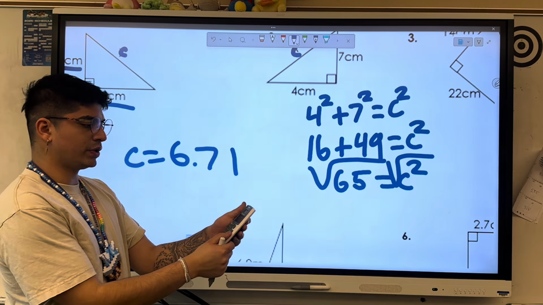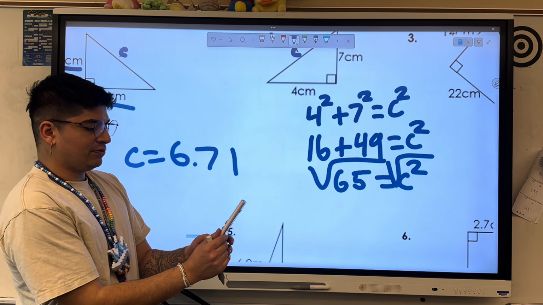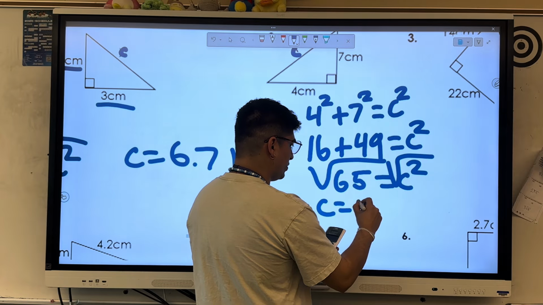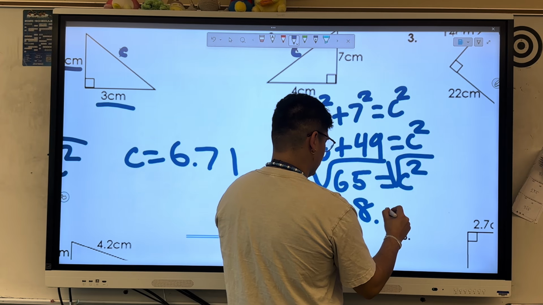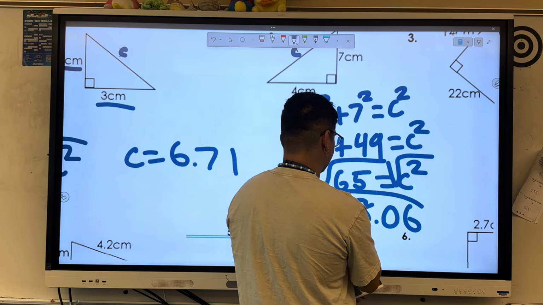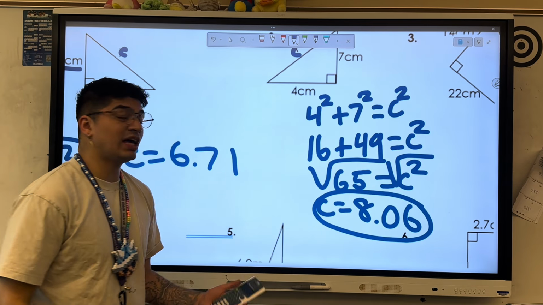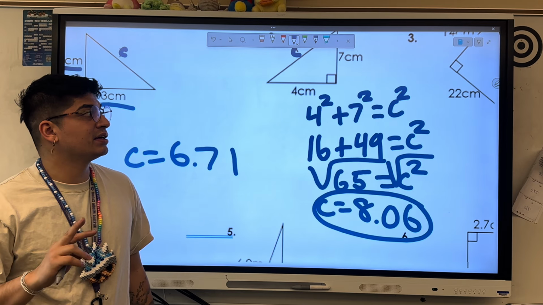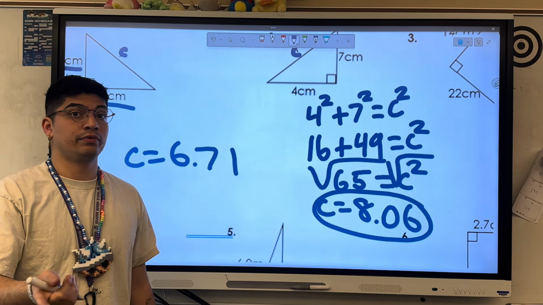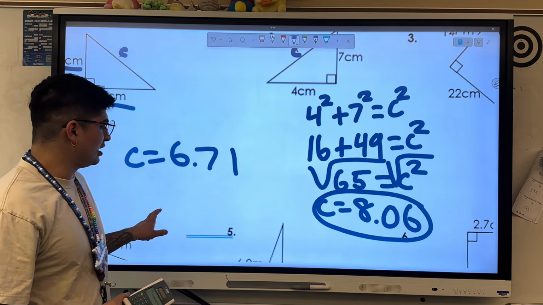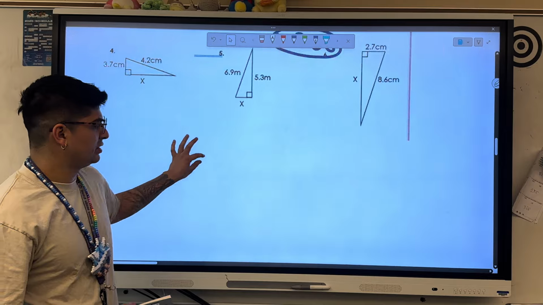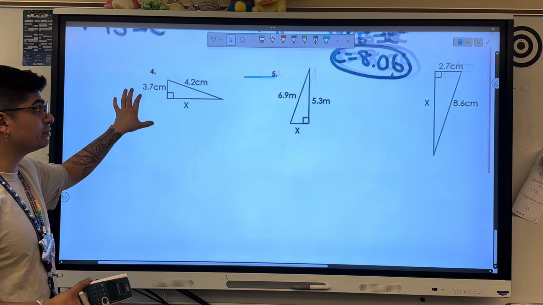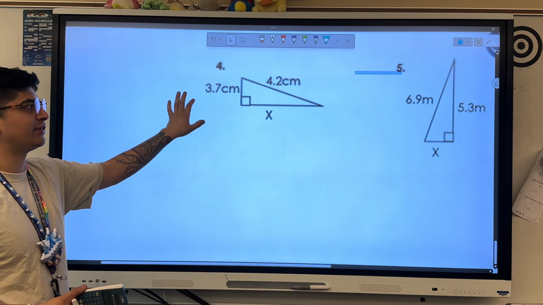Again, A squared plus B squared will equal my answer as long as we square root it. So what's the square root of 65? Find that, and that is going to be C is equal to 8.06. So that's using the formula. But those are using the formula when you're solving for C, right? Now, if you're not solving for C, we're still using the same formula, but you got to be a little more careful.